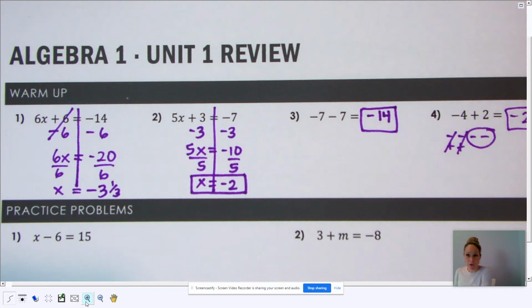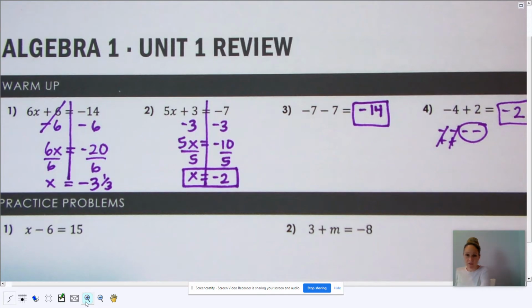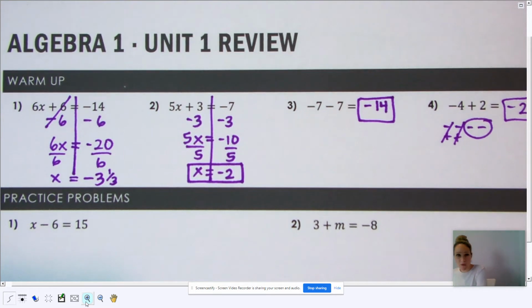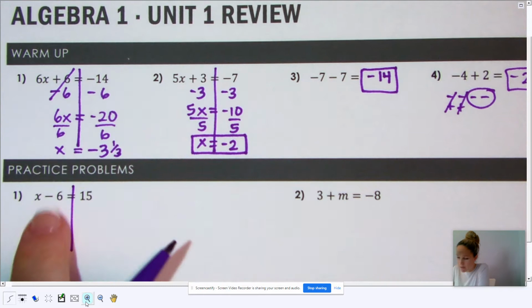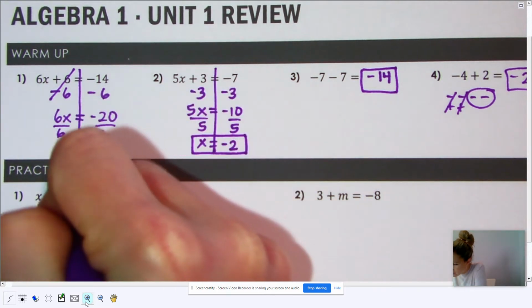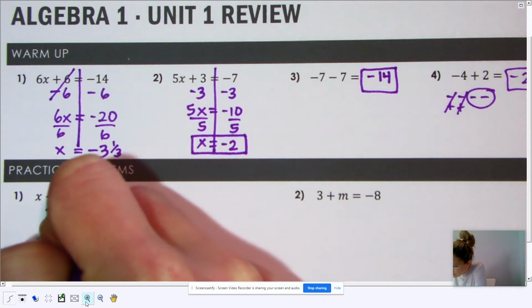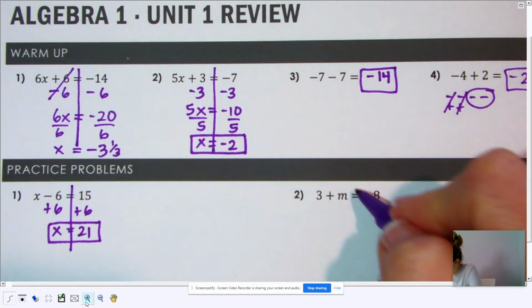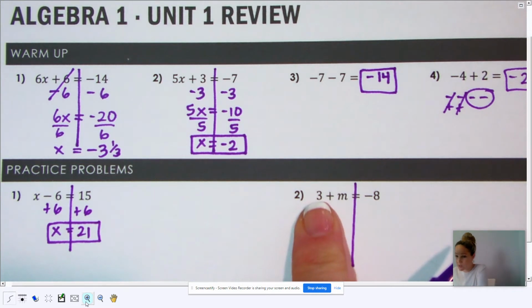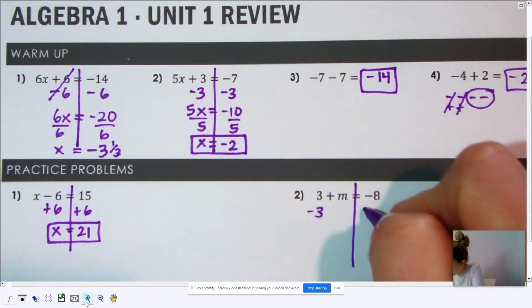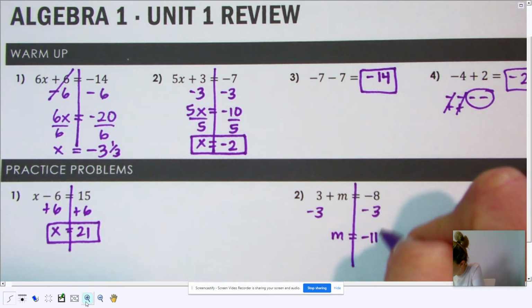Okay, so now our practice problems. Problem number 1, we're going to start with some one-step equations. So we are going to do the opposite of minus 6, which is add 6 on both sides. So we get x is equal to 21. Question number 2, there's the m. We say what's happening to it. It has a plus 3, so we do the opposite, which is minus 3 on both sides. So we get m is equal to negative 11.